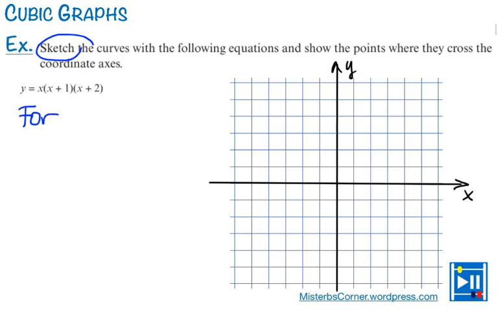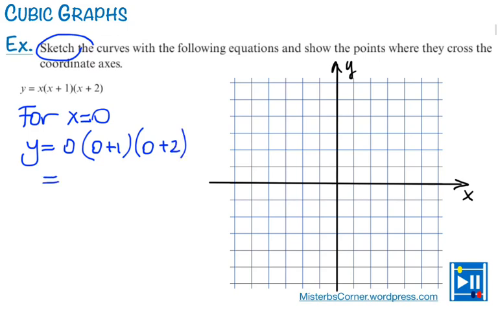For x equals 0, we're going to find the y-intercept. y equals 0 times 0 plus 1 times 0 plus 2. Well, it's going to be 0 times 1 times 2, which is 0. So we end up with the coordinates (0, 0). This means the y-intercept is where y equals 0. This is the origin. So we have that.